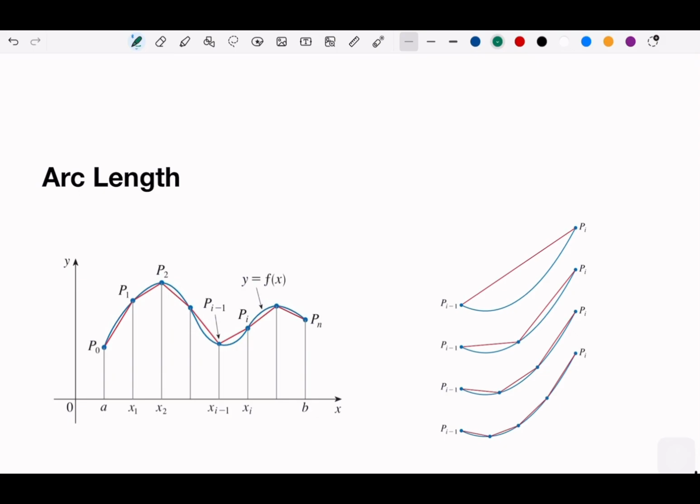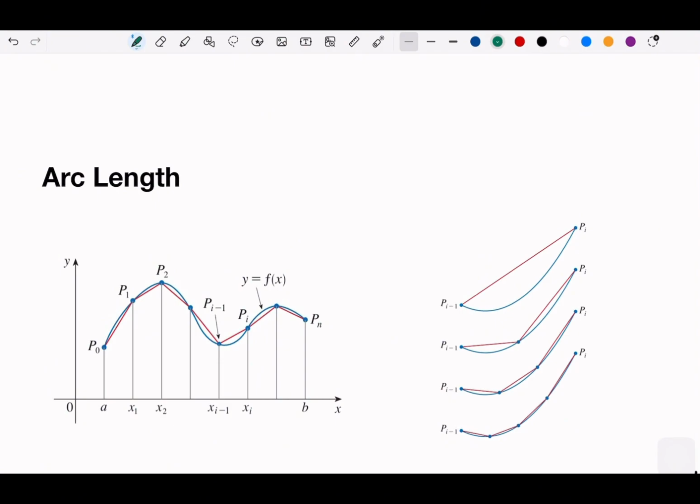So what is the arc length? Imagine the left picture here. You have a random function like that, the blue one. That is your function. Ignore the red line, ignore the left line. We want to know the distance, how many units. If we want to measure from this point and then go through this blue line, how long is that?